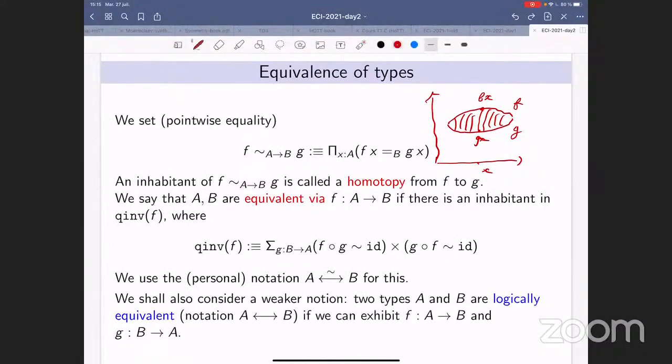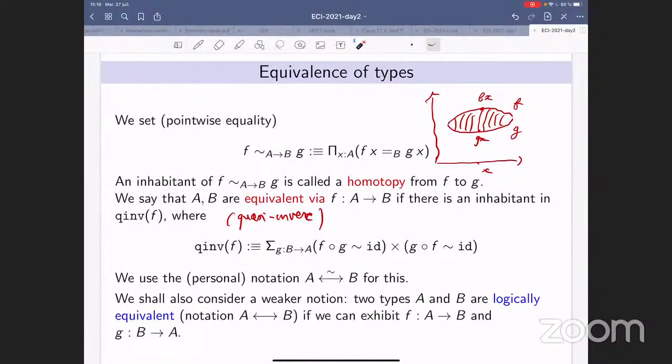I will also write this explicitly in the final version, quasi-inverse. And I will use this notation when this happens: if I can produce an F, that is, a Q-inv of F, then I will write that A and B are equivalent with this notation. This notation is not in the books, it's just my notation, but I found it quite useful to have. Good. This is one notion of equivalence between types.